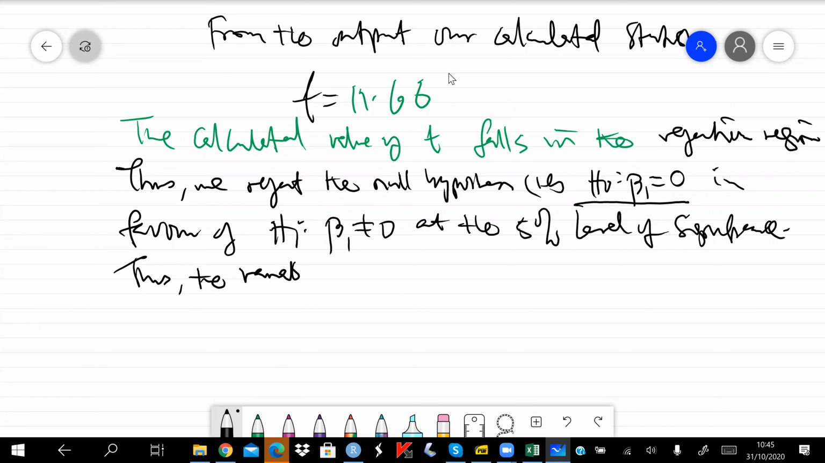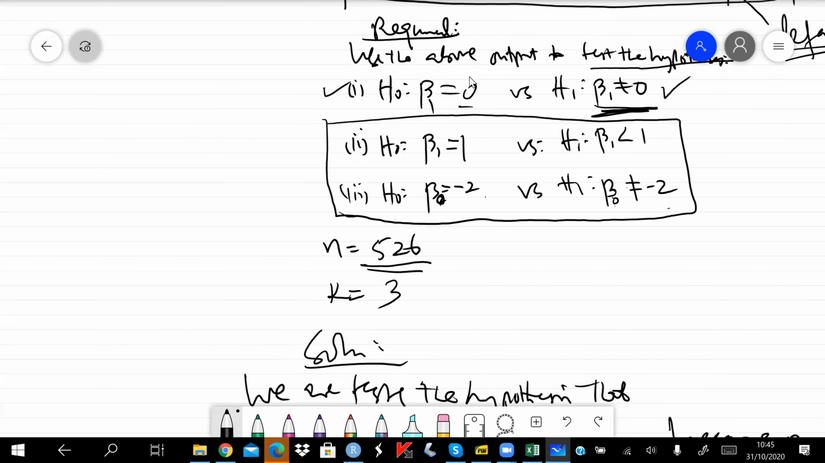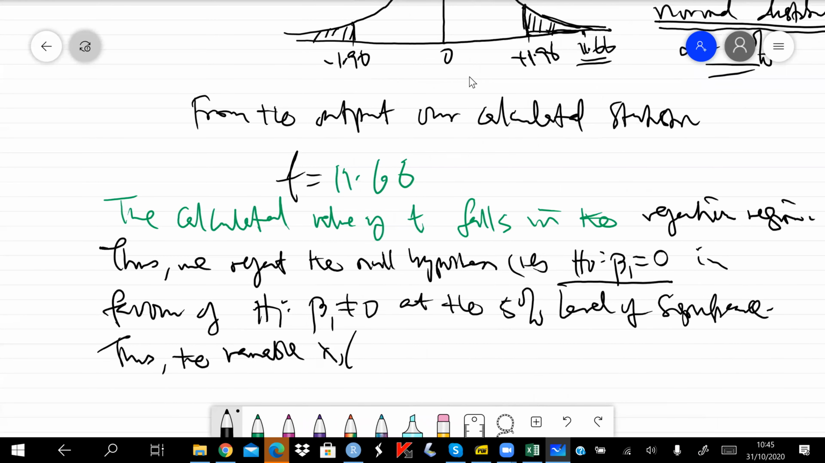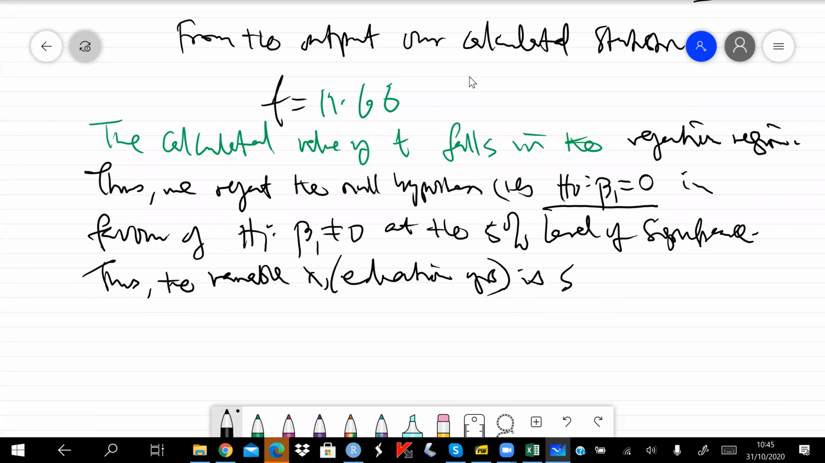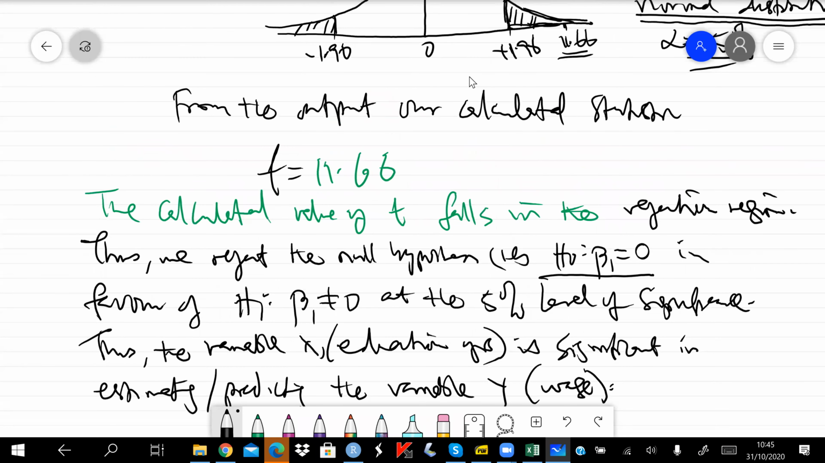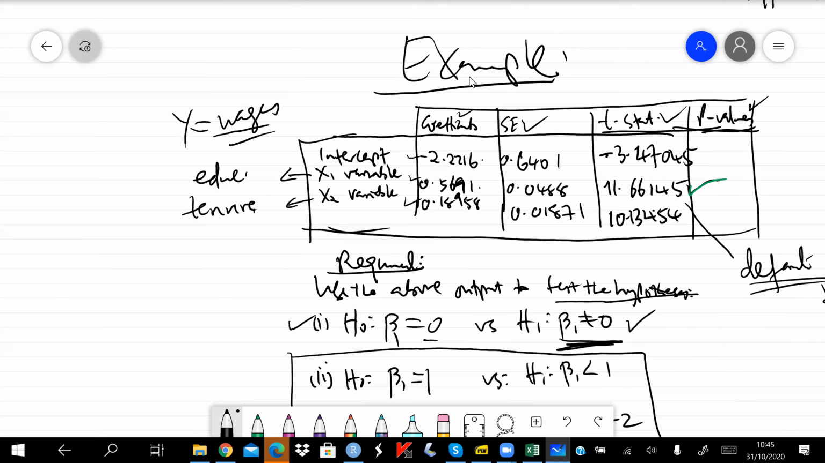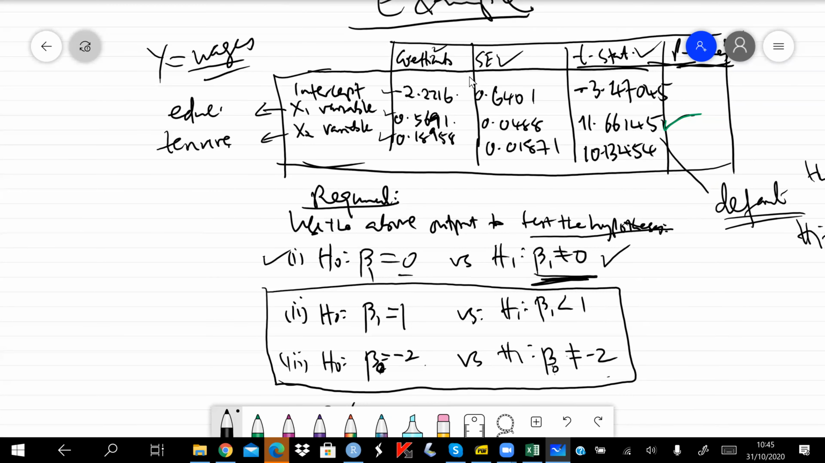Thus the variable x1, and x1 here we said is education, the number of years in education, is significant in predicting or estimating variable y, that is our wage. So basically, that's how you test a hypothesis. If you are performing a similar hypothesis for beta naught and beta 2, you will do the same thing. So this value here is significantly different from 0.